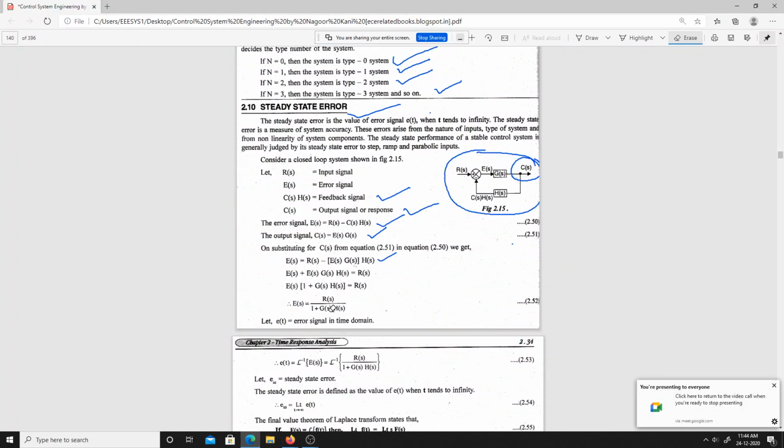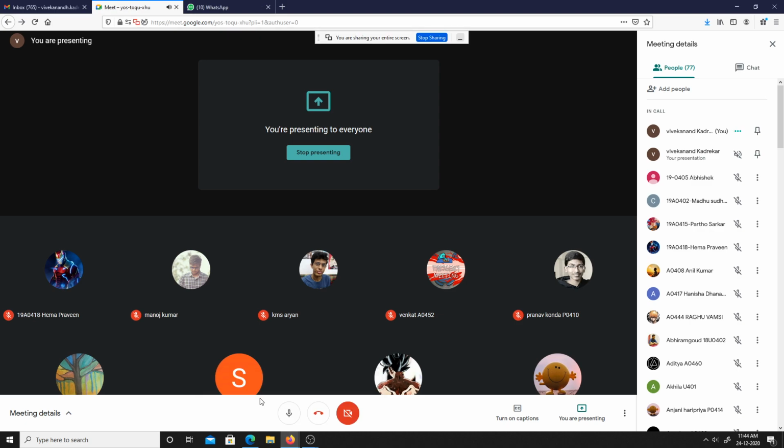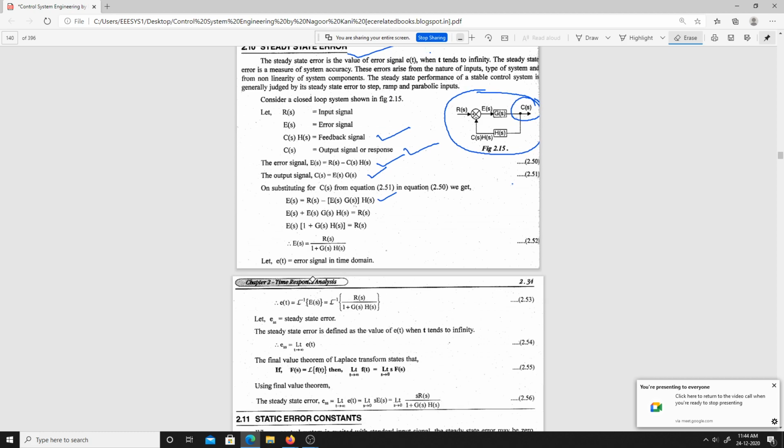We require the error signal in the time domain. So E of s equals R of s by 1 plus G of s into H of s. Is it clear? That is in the S domain. Now in the time domain, E of t will be the inverse Laplace transform of E of s. Is it clear?